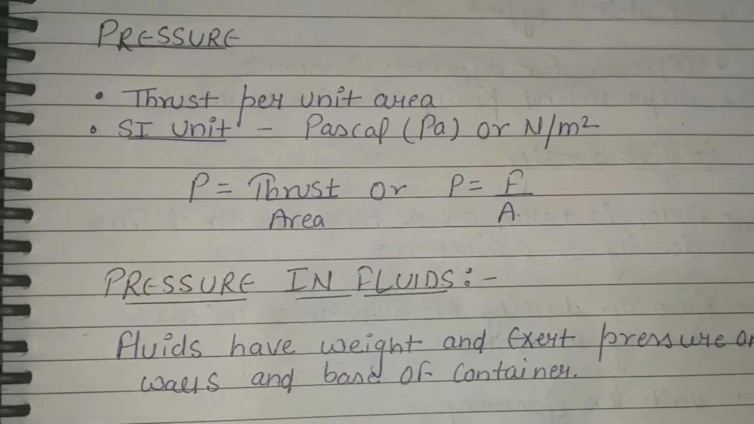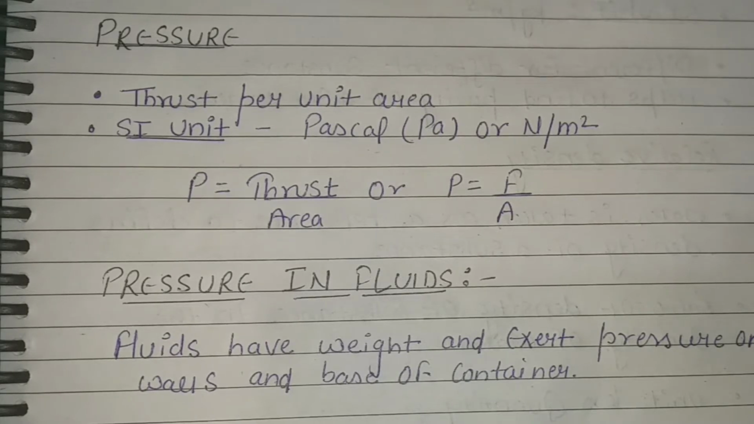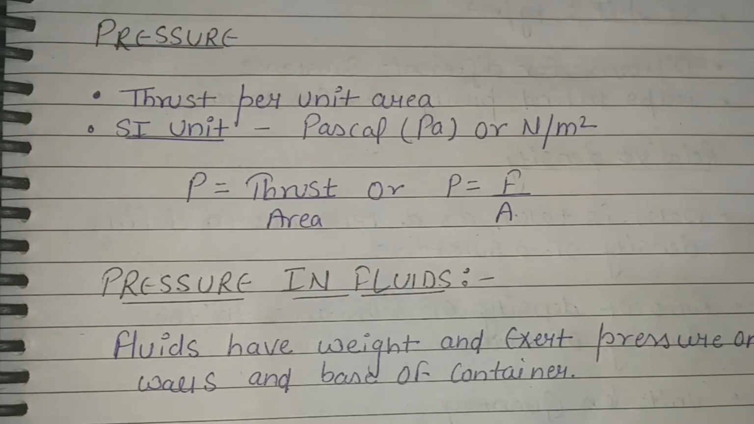Forces acting on a smaller area exert a larger pressure, and they exert a smaller pressure on a larger area. This is the reason why a nail has a pointed tip, knives have sharp edges, and buildings have wide foundations. I hope this one is clear.